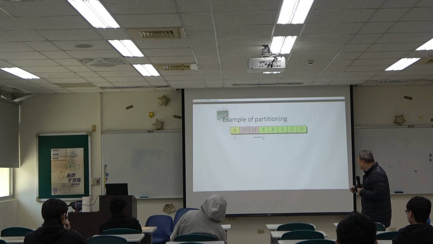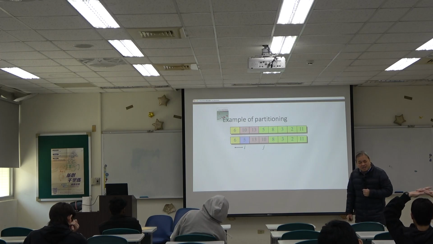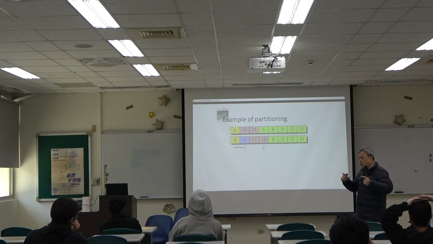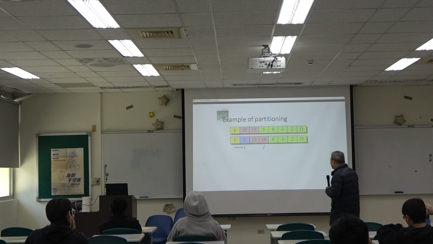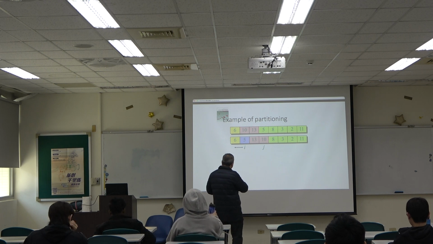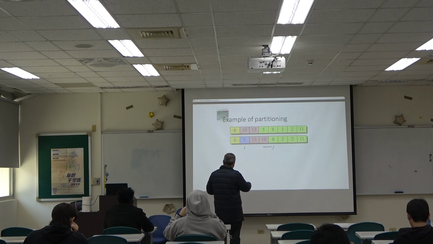So we do a swap, and then we advance the index I. The I, as I said, points to the last element of the purple part. Okay? So we continue, J gets advanced to the next one. And we try to compare 8 with 6. 8 is greater than 6, so nothing needs to be done.